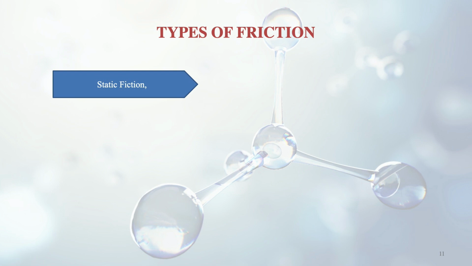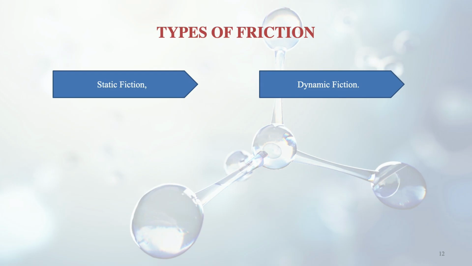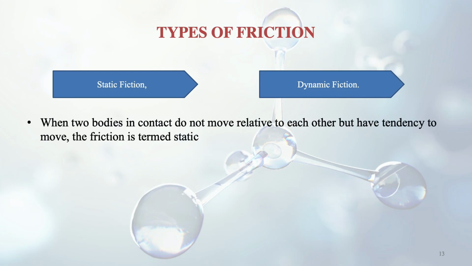So what are the types of friction? There is static friction and dynamic friction. These are the two basic types, and under them there are subheadings also. When two bodies in contact do not move relative to each other but have the tendency to move, then the friction is termed static. In actual terms they are not moving, but they have a tendency that if they are rubbing against or moving relative to each other, then there may be some movement.